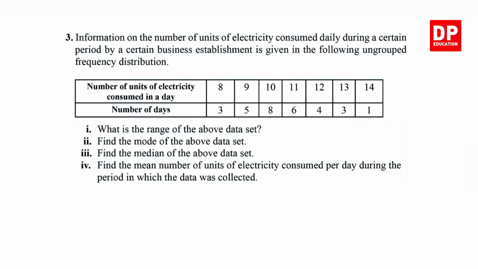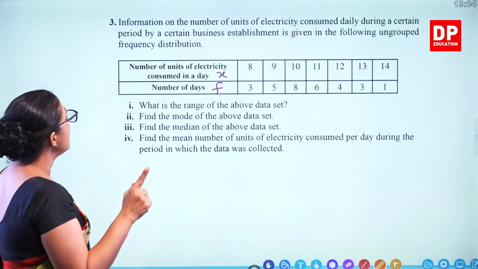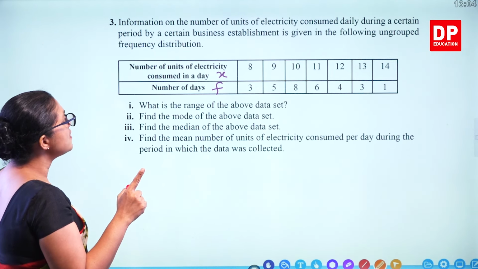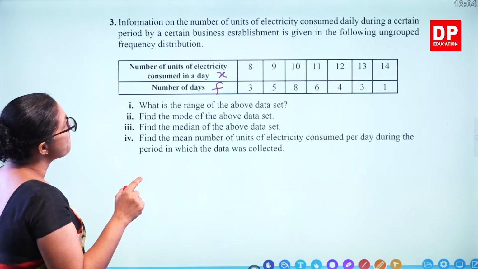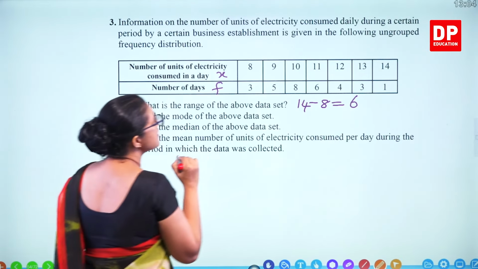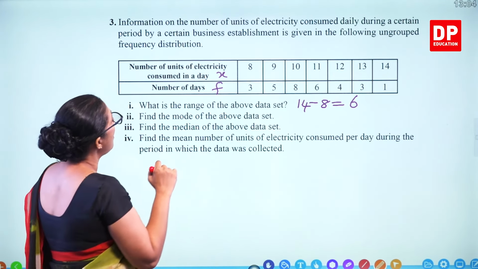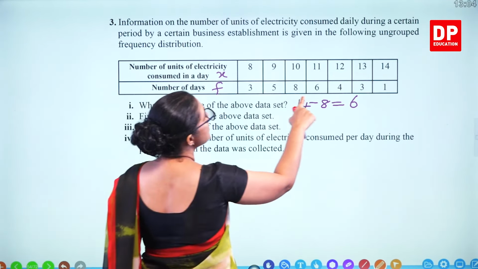Question number 3. Information on the number of units of electricity consumed daily during a certain period by a certain business establishment is given in the following ungrouped frequency distribution. This is F, frequency, and this is X, the given values. What is the range of the above data set? 14 minus 8. That's 6. Find the mode. Highest frequency, you get 8. So that means 10. 10 is the mode value.